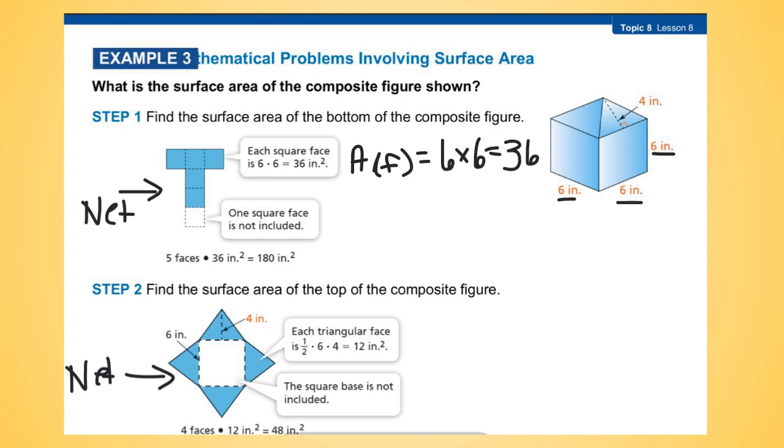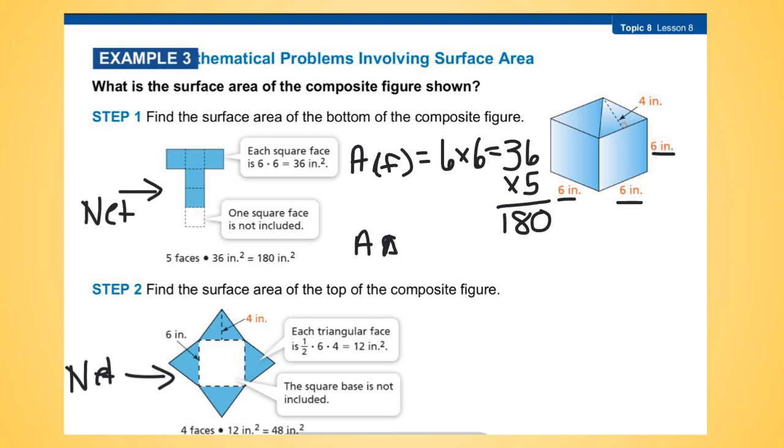But let's think about how many sides there are. There's a front and a back, a left and a right, a bottom, but no top on the outside of the figure. So I have 5 of these faces, which are 36 square inches. So if I take 36 times 5, I'm going to get 180 just for the cube. All right, now it's time for me to take care of the pyramid on top.